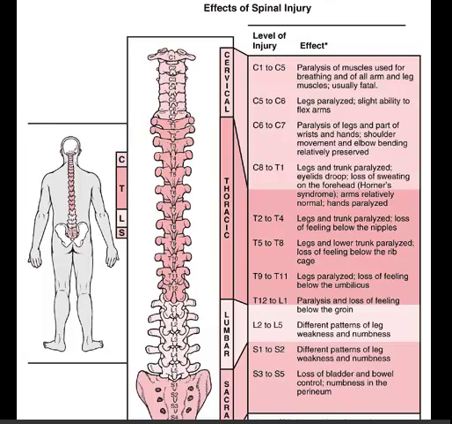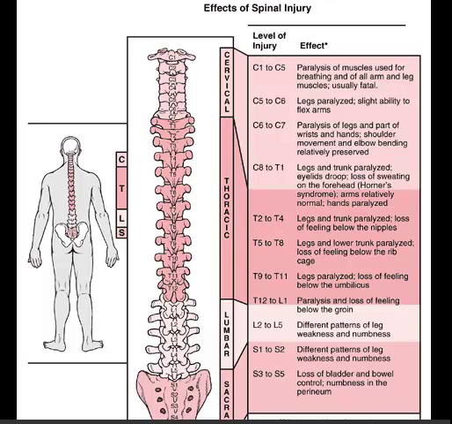concept of the effects of the different areas, knowing that the new term for an injury that's high, C1 to C5, which used to be called quadriplegia, is now called tetraplegia. If it's lower, it causes paraplegia, which would be half the body. That's paralysis usually from the middle of the trunk down.